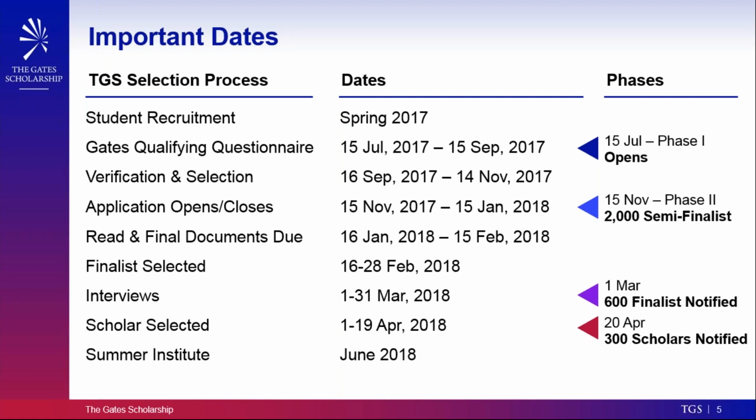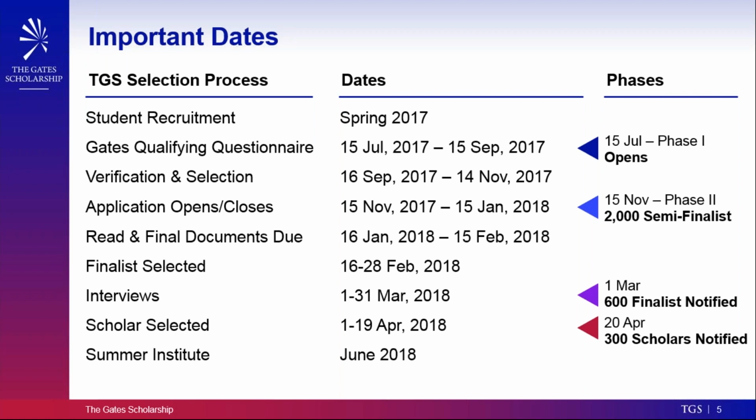In phase 2, which opens on November 15th and closes on January 15th, students will have an opportunity to complete an additional questionnaire. Students will have to complete 3 to 4 short essays, about 250 to 300 words. This is also where we will ask students to provide names of teachers so that we can collect letters of recommendation, as well as additional documents that we may need from students. So students will have 2 months to complete this.